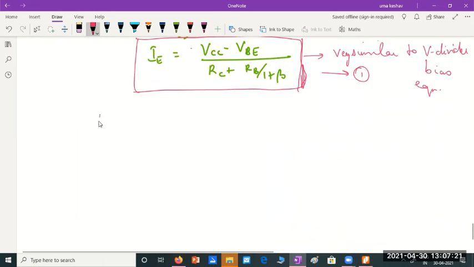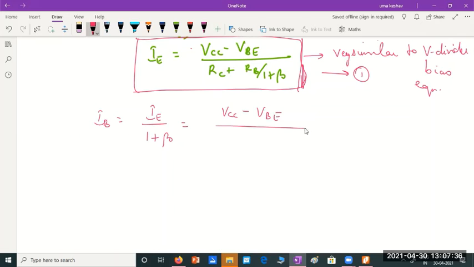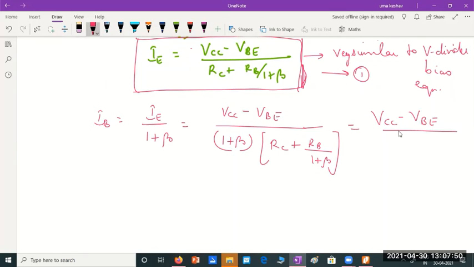If I want to find IB, how would I find IB? It is IE by 1 plus beta. You have to divide the right hand side also with 1 plus beta. So VCC minus VBE by 1 plus beta times RC plus RB by 1 plus beta. What will this be? VCC minus VBE by RC into 1 plus beta, I am taking this inside, plus RB. This will give you the expression for base current IB.